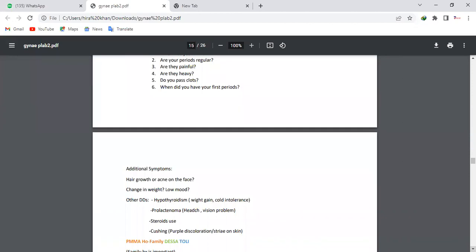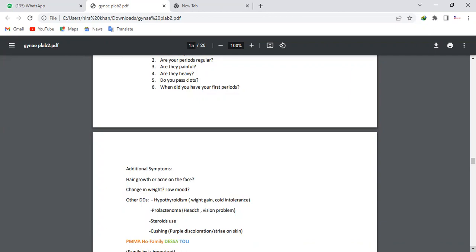Okay, and then ask about the additional symptoms, like have you noticed any hair growth in the areas that it is not supposed to? All right, and do you have acne on your face? Never miss that point. And then if she says that, do ask about the change in the mood, a change in the weight. She has already mentioned that she's gaining weight. How much weight have you put on? Do ask that as well. And how is your mood? Because if she is gaining weight and she's having acne, these are the risk factors for having low mood or depression. So you should have asked them.